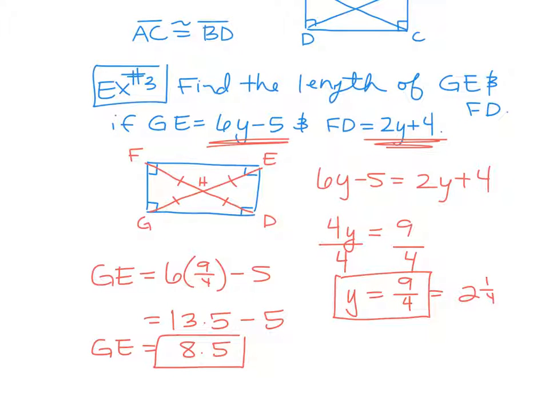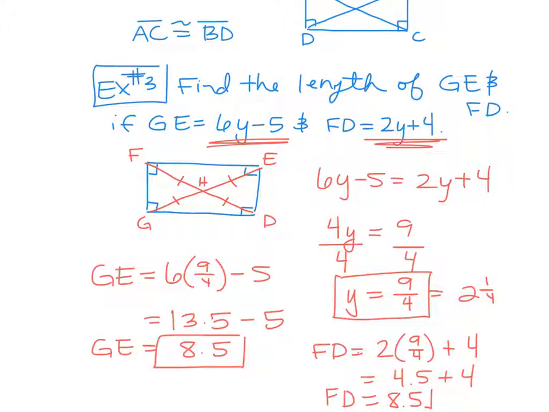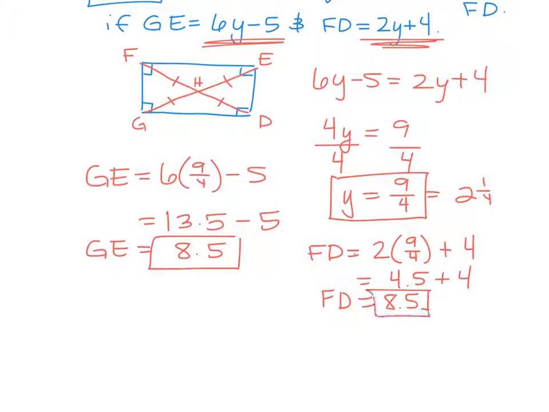What is FD going to be as a length? Should be the same, right? So you should get that FD is 8.5, but just to make sure that you did it right, you can always plug it in to make sure. So 2 times 9/4 plus 4 is 18/4. 18 divided by 4 is 4.5, plus 4 is 8.5. Okay, so you do get the same length for both of them, which is a good way to just verify that you did it right.